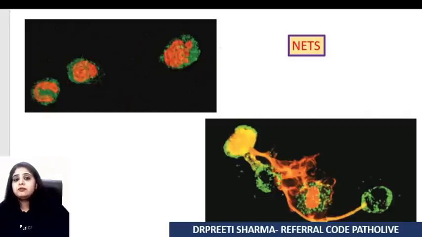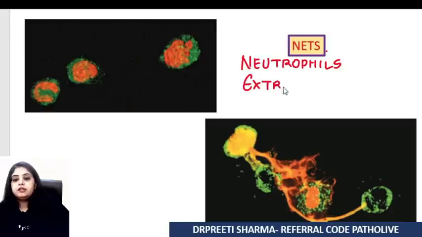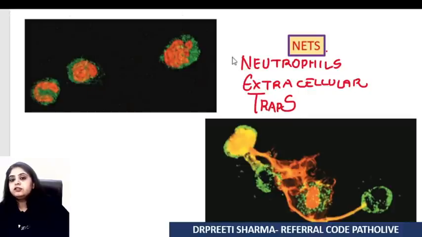Let's move on to the next one, an image that has come directly out of Robbins, and it goes by the name of NETs. Firstly, what is NETs? I think everyone knows. The N over here tells you everything about it. It is to do with neutrophils. Whatever is happening over here is going to be E for extracellular, and the third thing, the T and S, will stand for traps. So this is going to be a case of neutrophil extracellular traps.